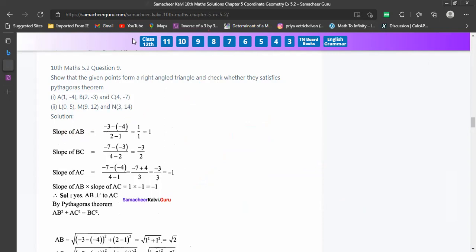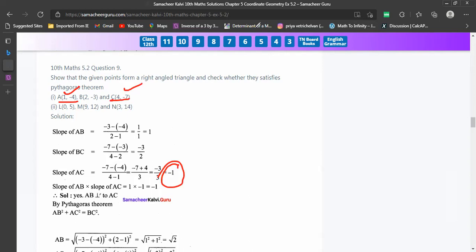So the slope of AB is very simple. You know the formula already: y2 minus y1 upon x2 minus x1. So this is x1, y1, and this point is x2, y2. So you found the value of the slope of AB. And for finding the slope of AC, you will take this point and this point. So the slope of AC is equal to -1.